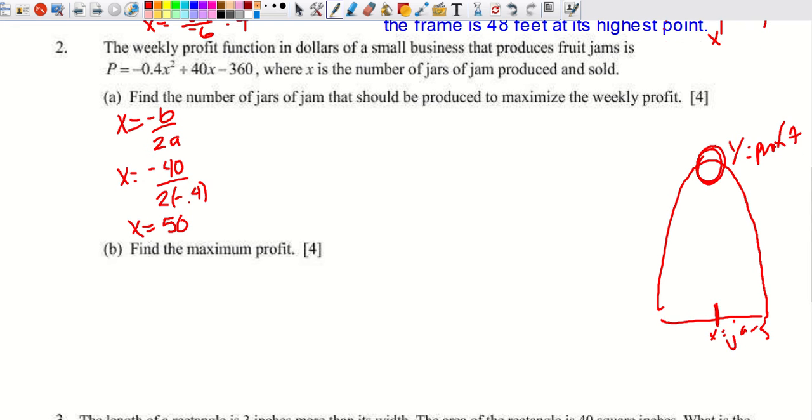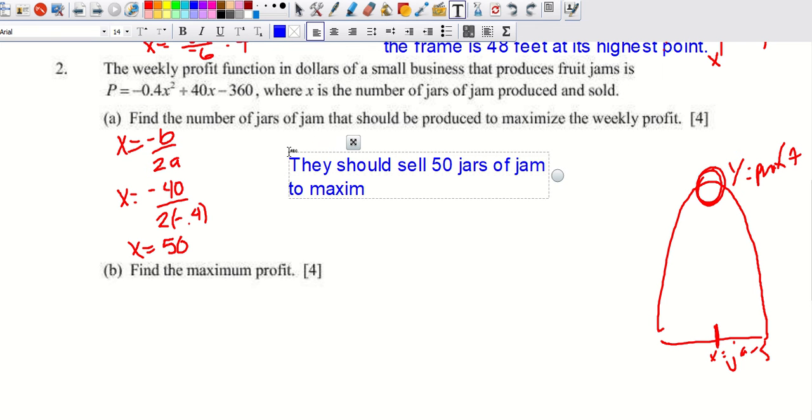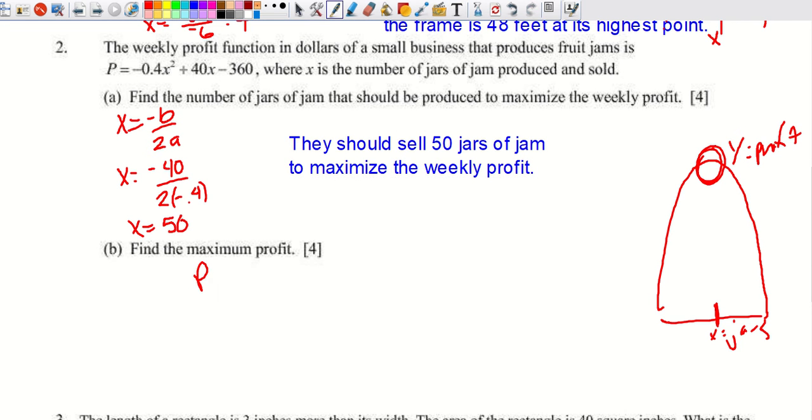So they should sell 50 jars of jam to maximize weekly profit. All right, and then we want to find the maximum profit. So we're going to take the p value, we're going to find p, so negative 0.4 times 50 squared plus 40 times 50 minus 360. And remember, this is going to be equal to the amount of money they're making.